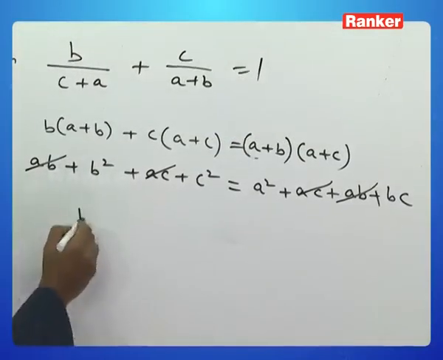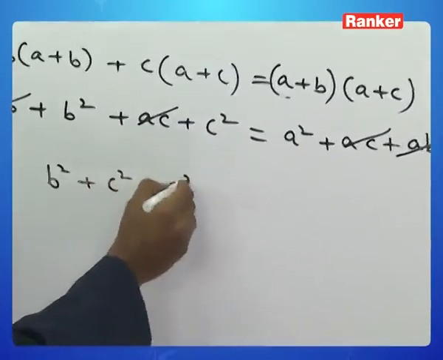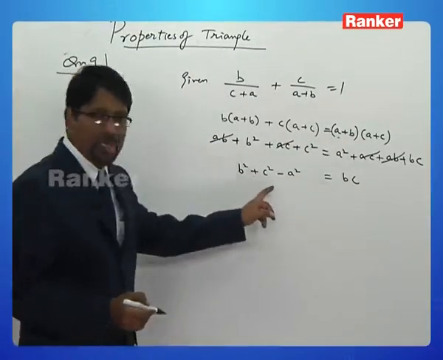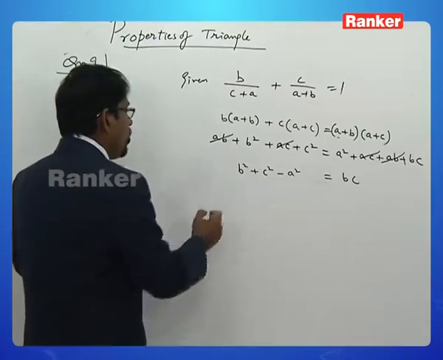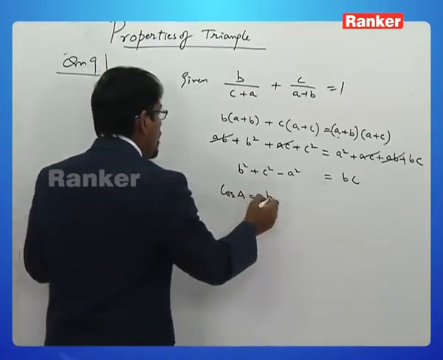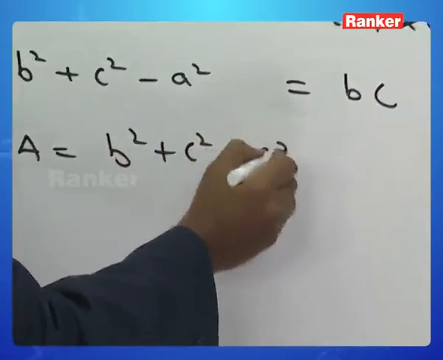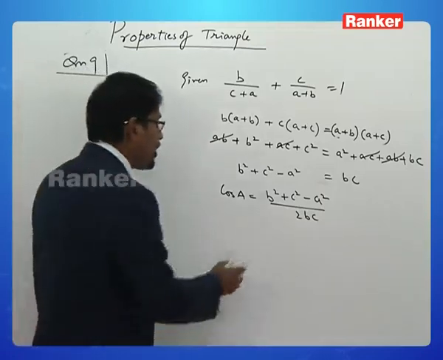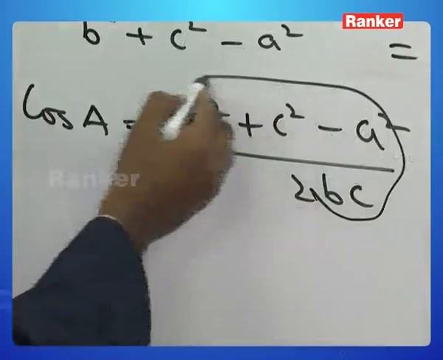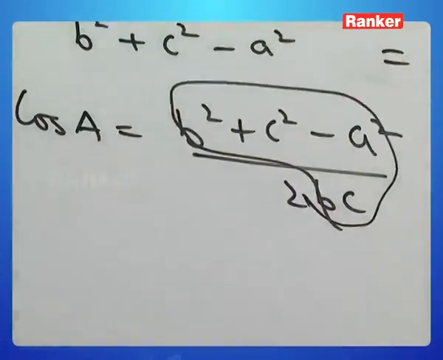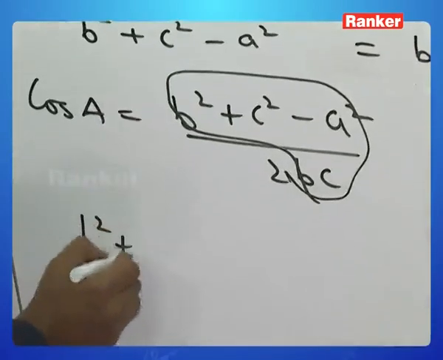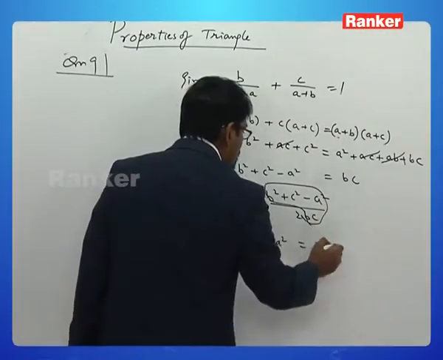So what do we have here? b square plus c square minus a square is equal to bc. So this is close to the cosine rule formula. What does the cosine rule say? Cos A is equal to b square plus c square minus a square by 2bc. So what we have here, we are given b square plus c square minus a square is equal to bc, we will write it as 2bc into half.